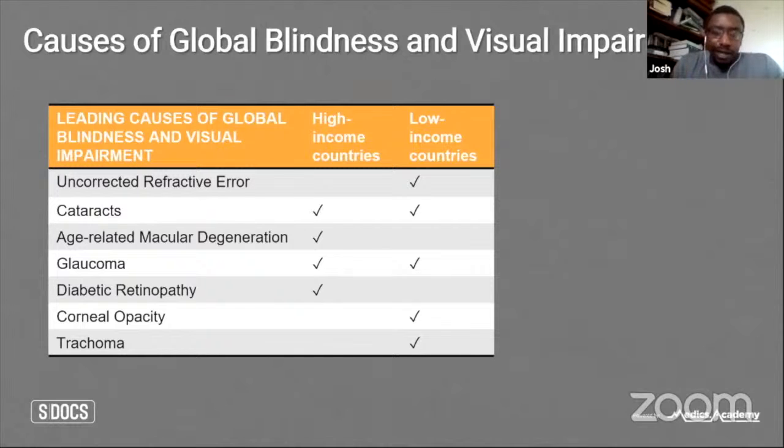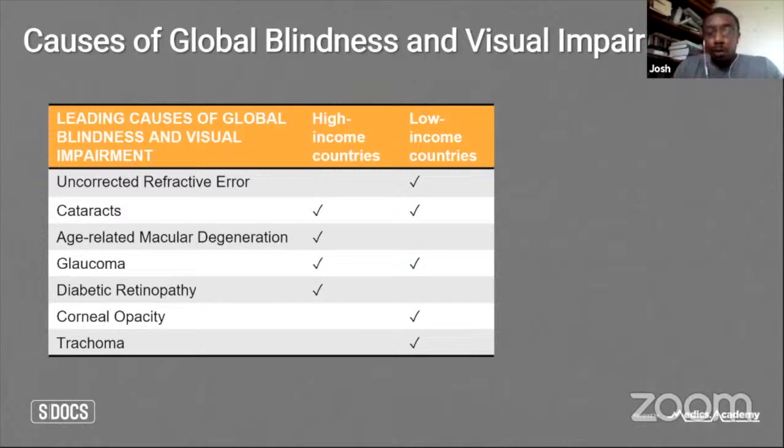Uncorrected refractive error, cataracts, glaucoma, corneal opacity, and trachoma are all linked with low-income countries more than they are high-income countries. Other than cataracts and glaucoma, as you can see, there are issues in both types of countries, and the reasons why they are as prevalent as they are is different. The context is a bit different for why cataracts is so high in high-income countries as compared to low-income countries.